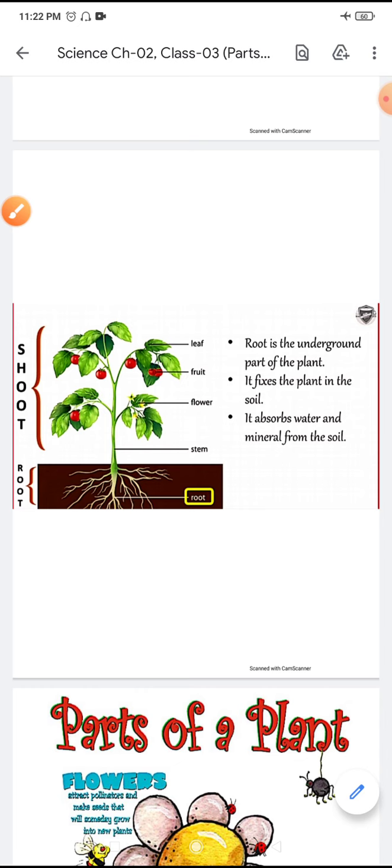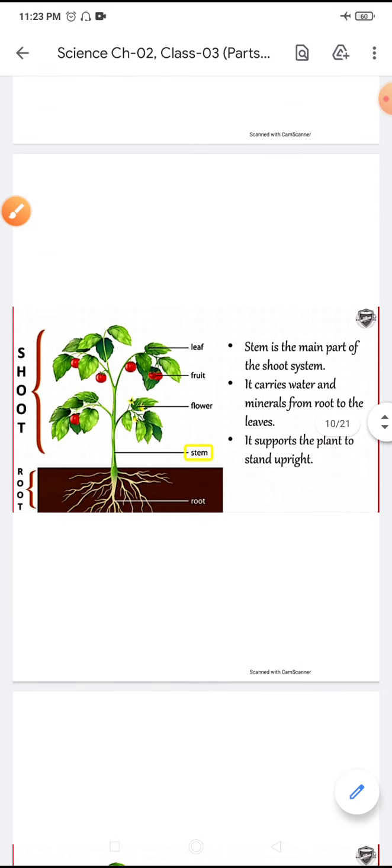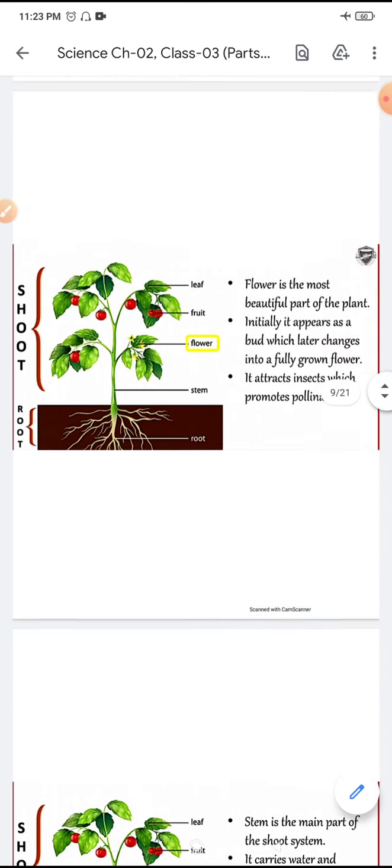Roots are the most important underground part of the plant system, which are collectively called the root, and they absorb water and minerals from the soil. Stem: the stem is the part of the plant which is found above the ground, and it forms the basis of the shoot system and bears leaves, fruits, and flowers.